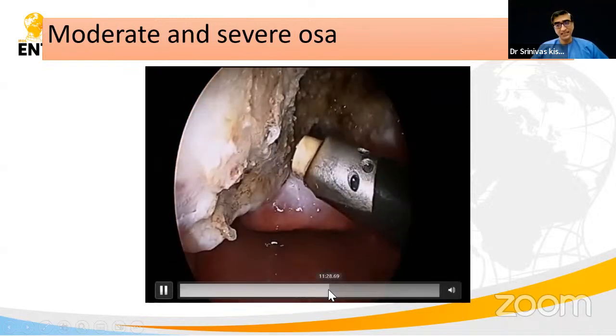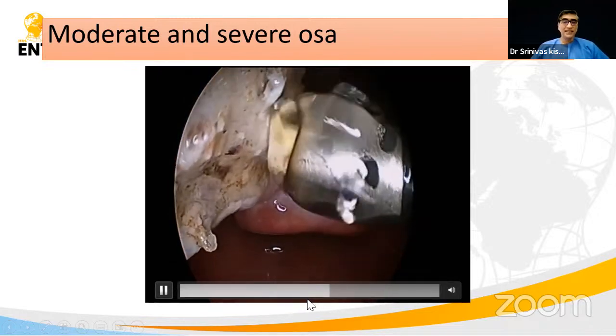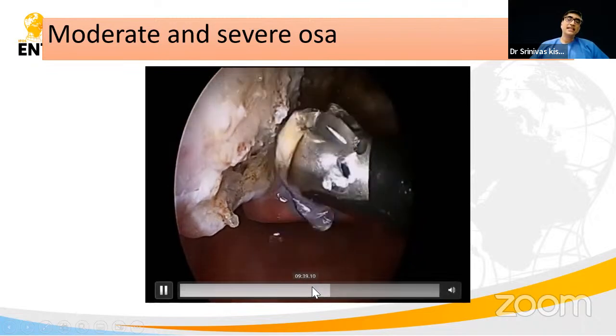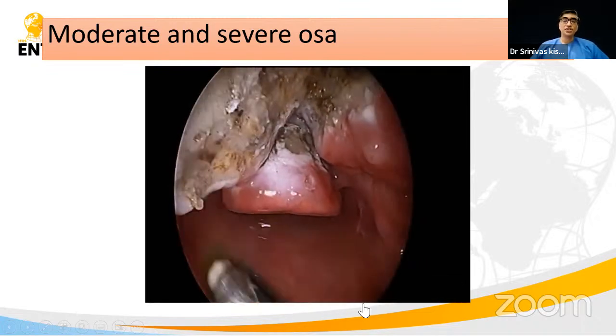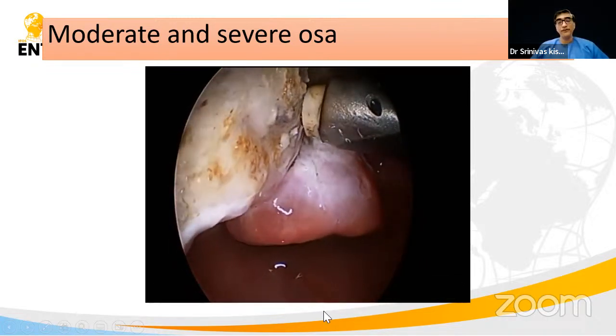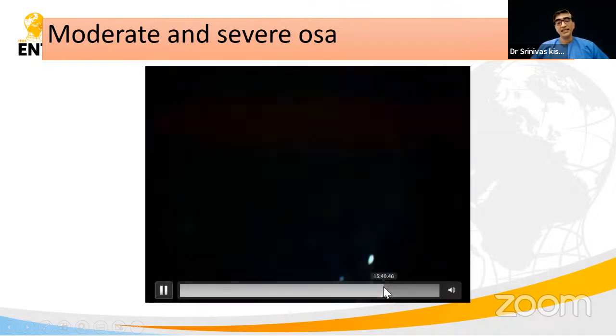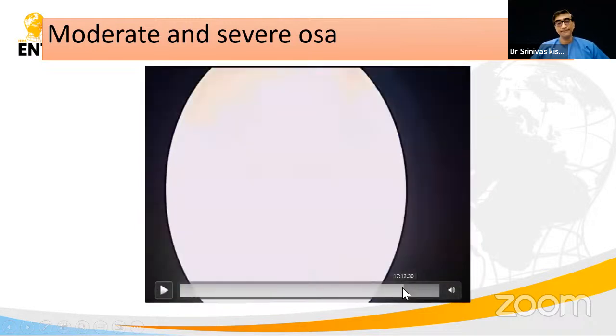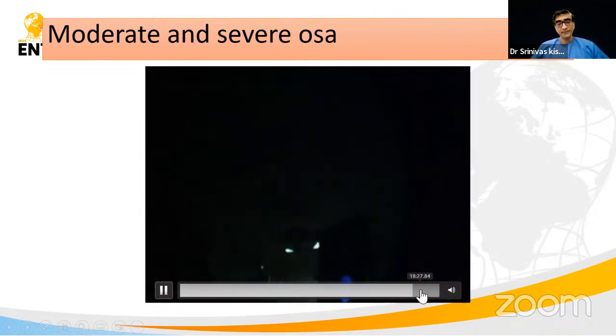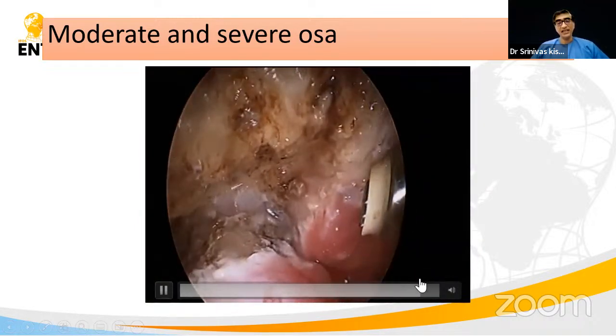This is how it's done. Always use a non-touch technique, not stopping at any area. Keep hovering. Layer by layer, you will create the resection, and this is the end of the procedure.